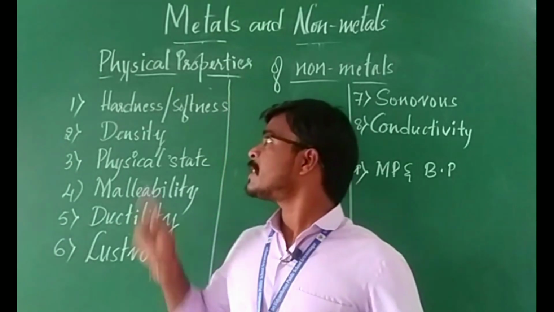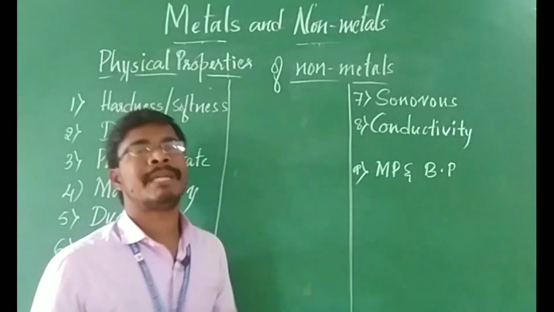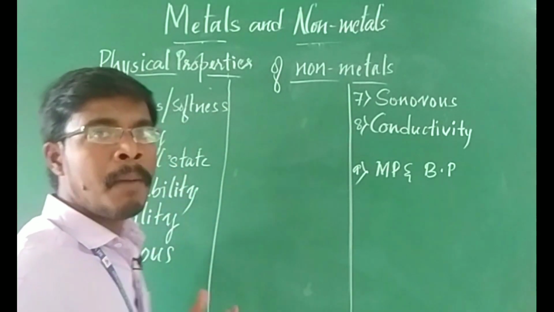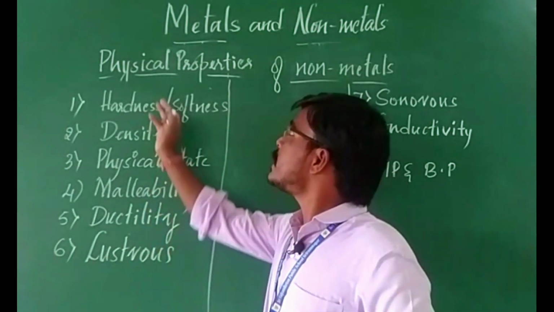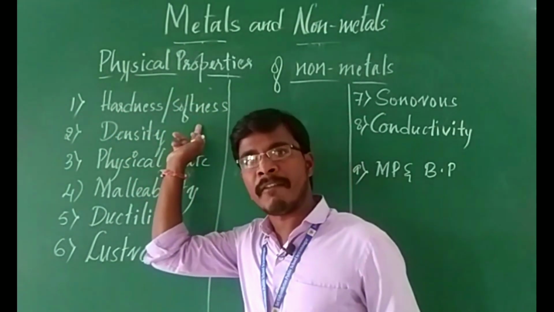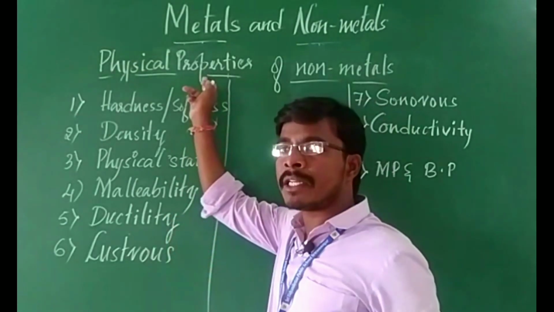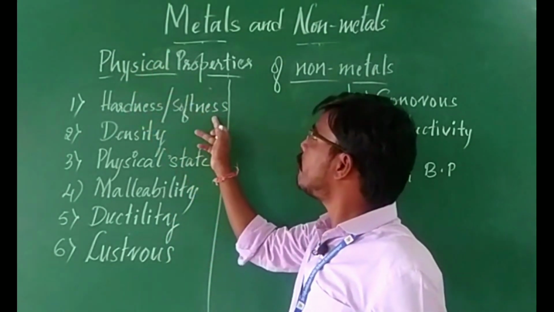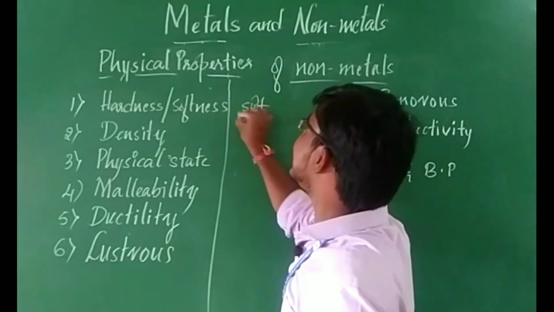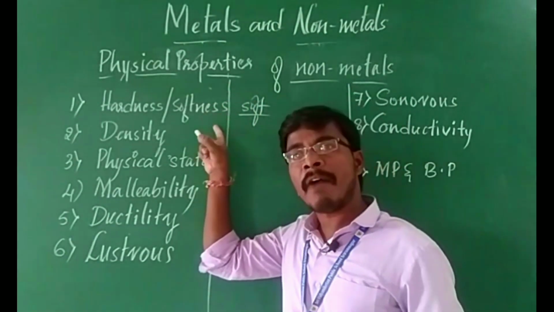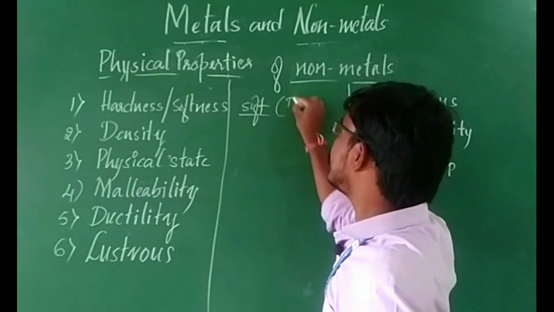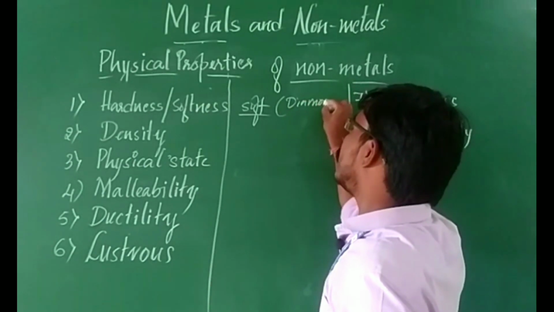Now let us go with the physical properties of non-metals. Here I have taken the same properties which I was explaining for metals. Initially, the first property: hardness or softness. As I said, all metals are hard in nature, but when we come to the physical properties of non-metals, all the non-metals are soft in nature. And here we do have some exceptional cases, mainly diamond.